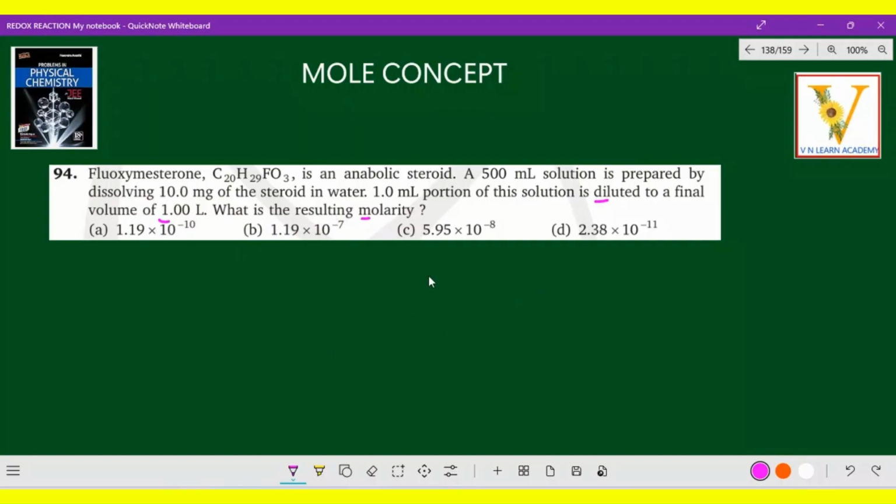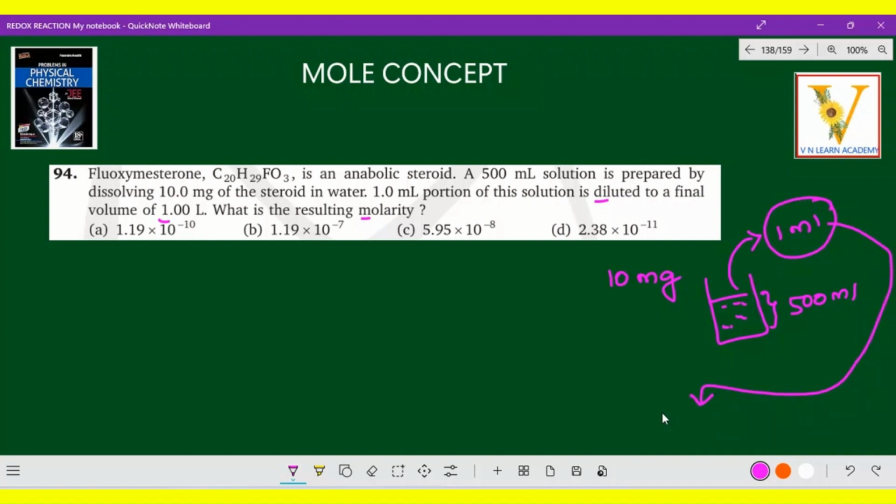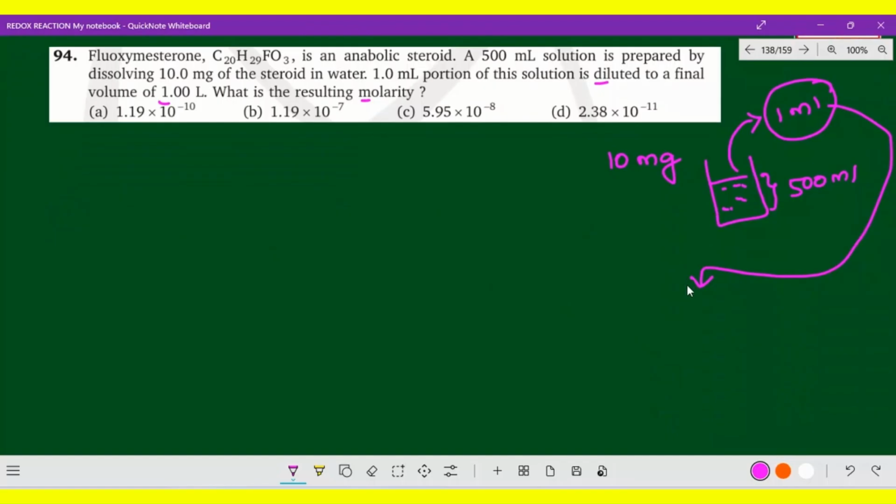See here, the steroid: how much has been taken? 10 milligram has been taken, in 500 ml. So this is the prepared 500 ml. Now from that, 1 ml has been taken, and that is diluted to 1 liter. So in that 1 liter, the 1 ml is diluted.